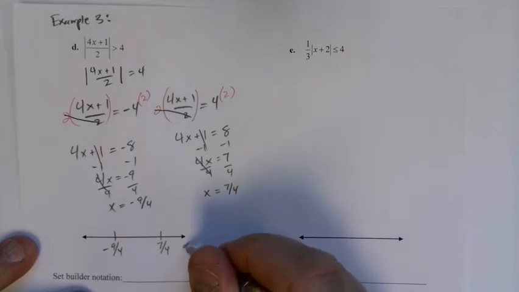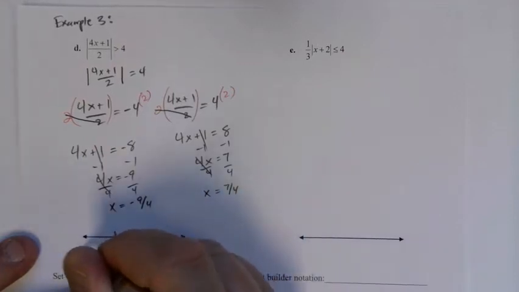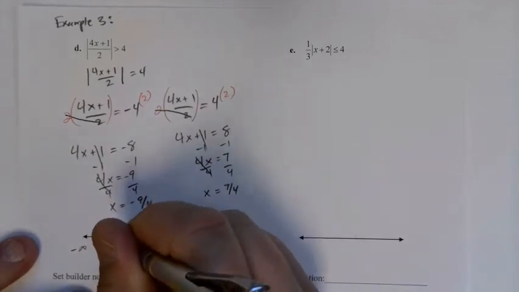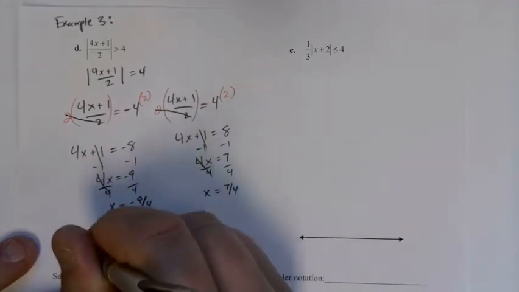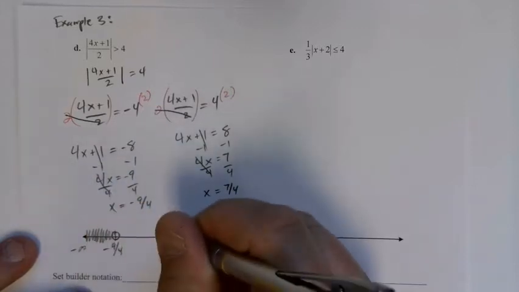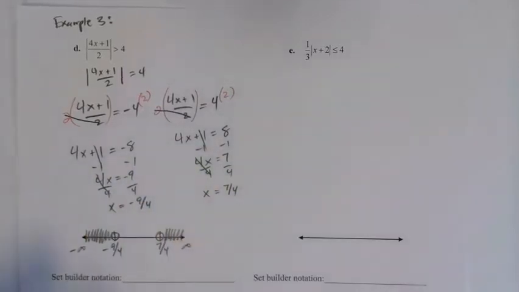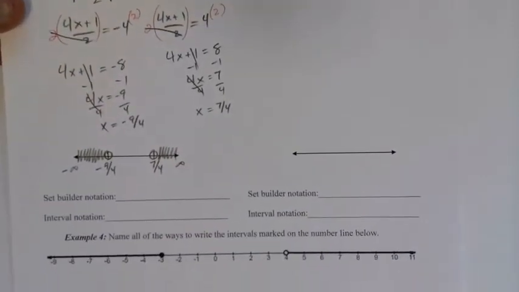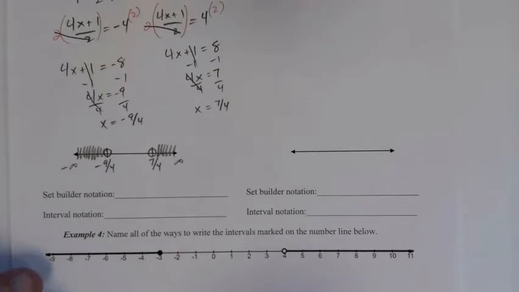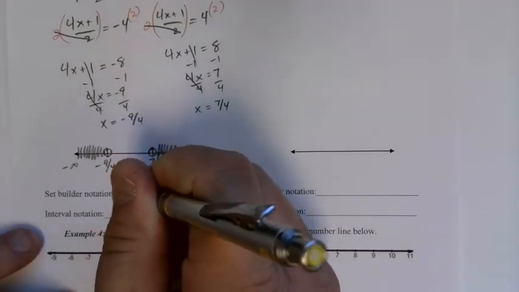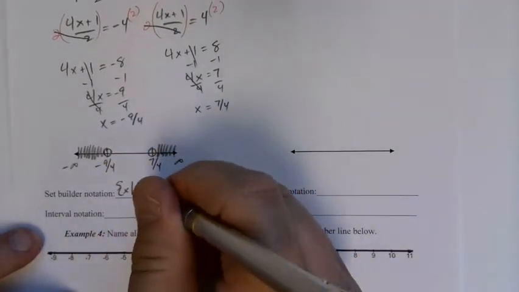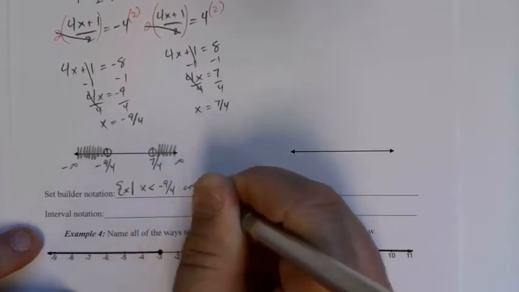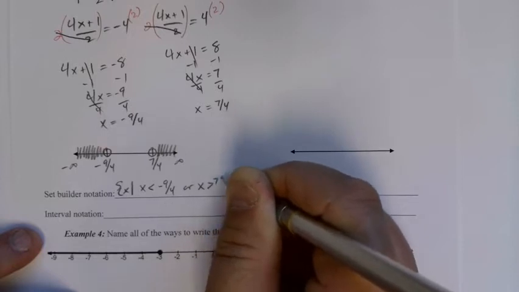Okay? And infinity and negative infinity. And this is a greater than. So it's an open circle because it's not equal to. And since it's greater than, we're looking at the tails. So there's my graph of my solutions. My solutions themselves in set builder, we'll set up x such that, and we go x is less than negative 9/4, or x is greater than 7/4.